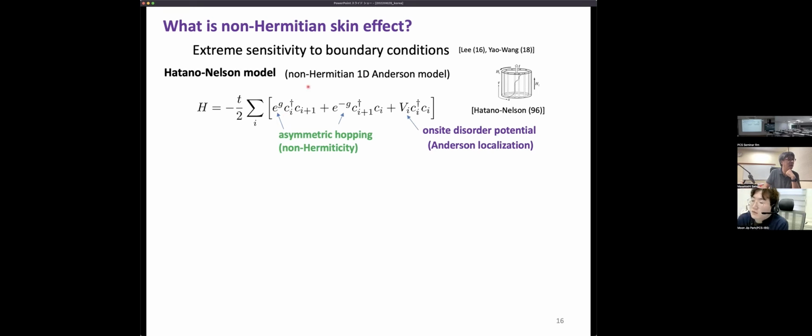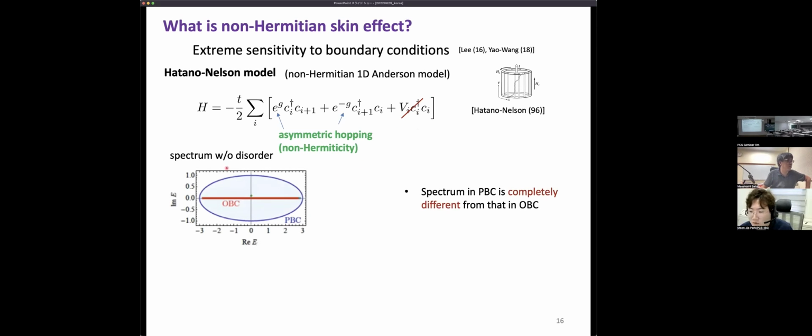This is nothing but a one-dimensional Anderson model with an on-site disorder potential. But different from the conventional one-dimensional Anderson model, they consider asymmetric hopping. So the forward hopping is different from the backward hopping. This gives the non-Hermiticity of the system. Originally Hatano and Nelson considered the on-site disorder potential, but to obtain the non-Hermitian skin effect, this term is not necessary, so we ignore this term and obtain the spectrum without disorder.